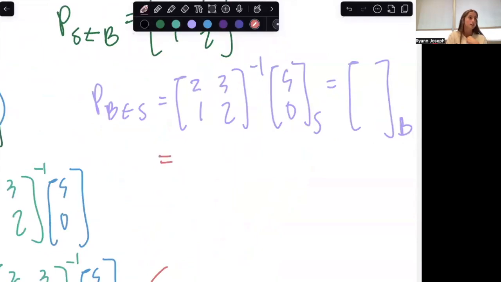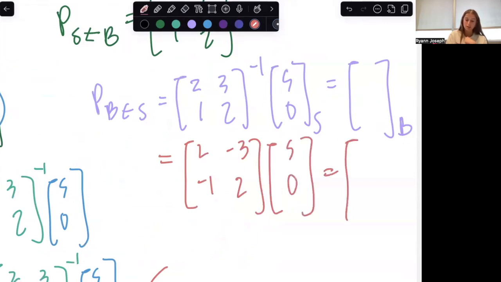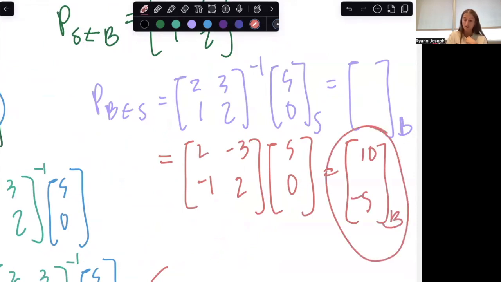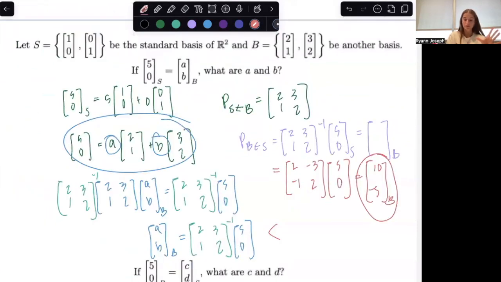So the inverse of this matrix ends up being 2, -3, -1, 2, that I then multiply by 5, 0 to get 10, -5. And that is it with respect to B. So in this case, A is equal to 10 and B is equal to -5.